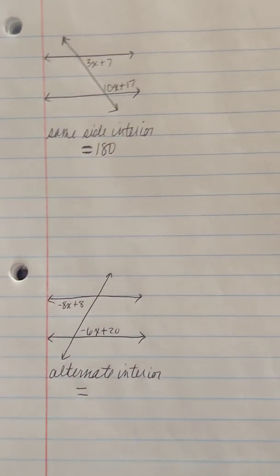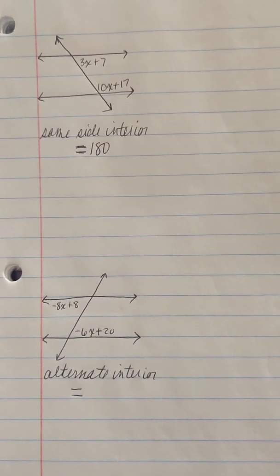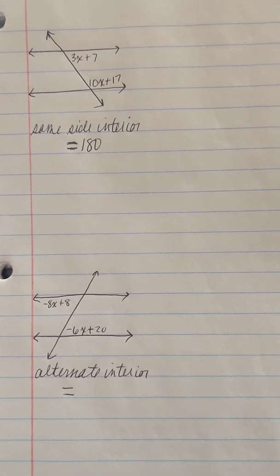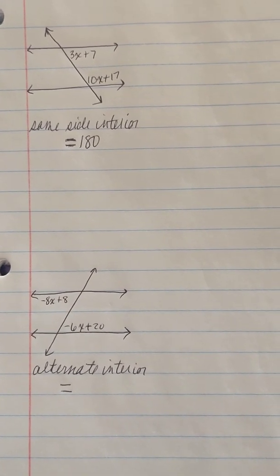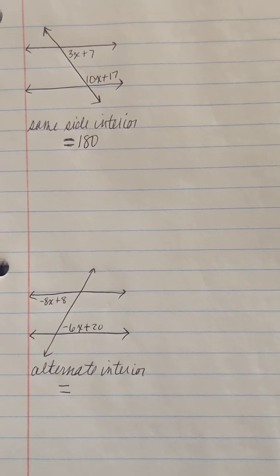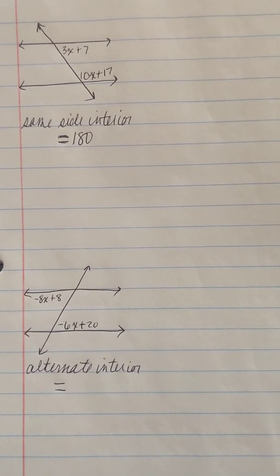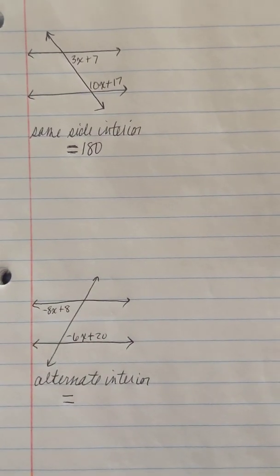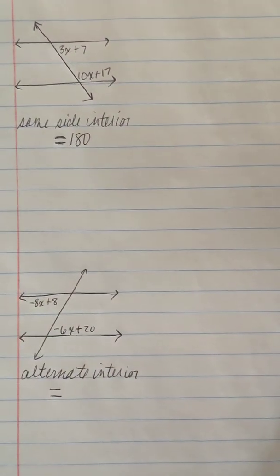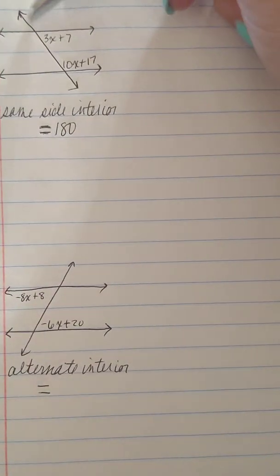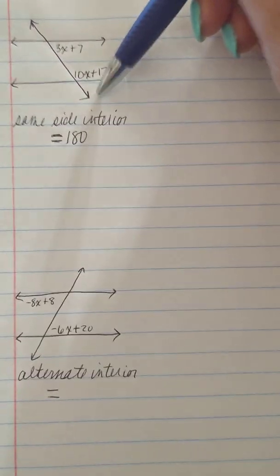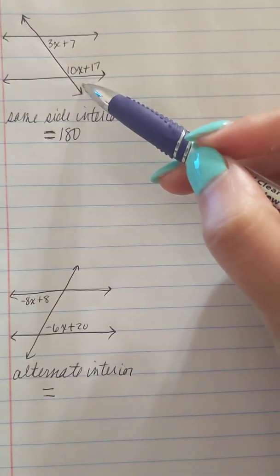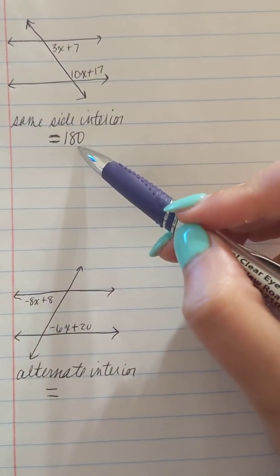Now that we know the vocabulary for angle relationships with parallel lines with a transversal, we're going to be able to use the knowledge that we have about what's congruent and what's going to equal 180 to figure out how much the missing angle measures are. So the first example that we're going to do is one where we have the same side interior. Remember, same side means they're on the same side of the transversal, and interior means that it's inside the parallel lines. Whenever we have same side interior, they're going to equal 180.